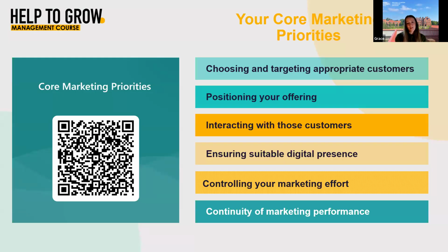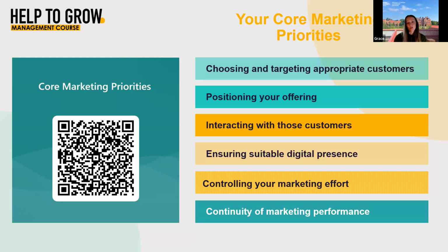So in relation to marketing activities, there are some core priorities that do require attention in SMEs, and here are just some on the screen. So choosing and targeting appropriate customers, and we're going to be talking a little bit more about that today. Same with positioning your offering. Interacting with those customers that you've targeted, ensuring suitable digital presence, controlling the marketing effort, and then ensuring continuity of marketing performance as well. So I kind of want to ask you, I'm back with the QR codes again.